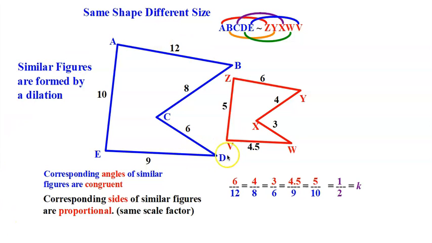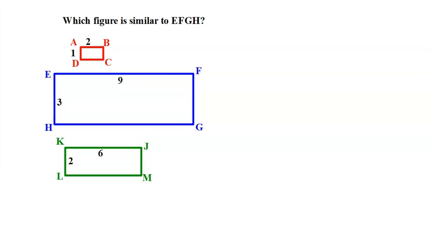Right, and so that's similar figures. We're going to look at it real quickly. So similar figures have corresponding angles that are congruent, corresponding sides that are proportional. Let's take a look at this real quickly. Which figure is similar to EFGH? So here we have a rectangle EFGH, and we've got two other rectangles. We want to know which one is similar to this blue one here.